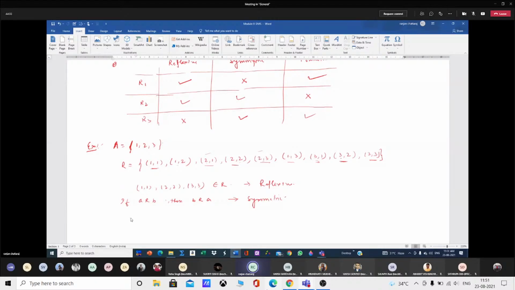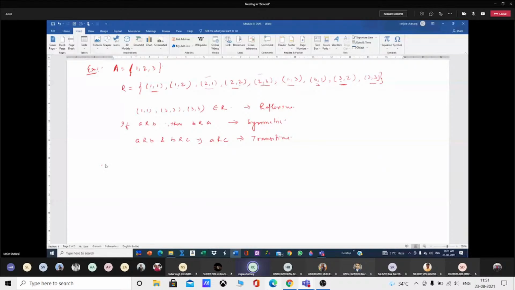Transitive. So is it an equivalence relation or not? Yes, sir. So therefore R is an equivalence relation.